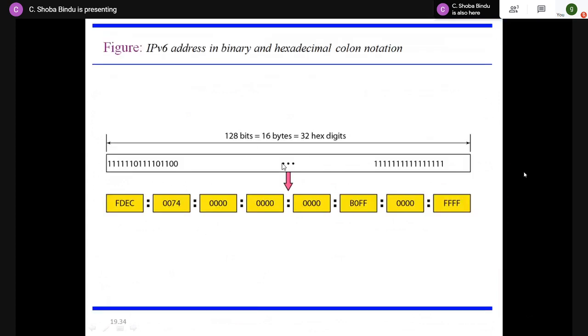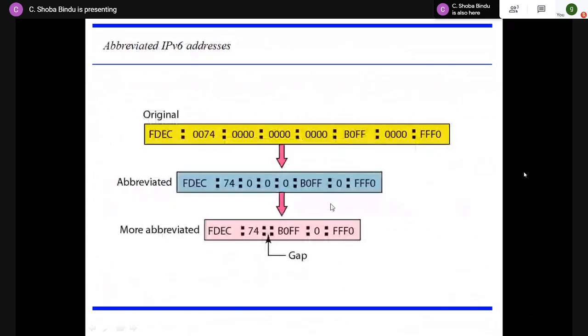So this is how you are going to represent it in the form of hexadecimal representation using colon. So hexadecimal colon notation, this is the representation. You can represent it in binary, but representing 128 bits in binary is a difficult task. So you are going to go for hexadecimal colon representation here. Further, it can be reduced by not representing all these 4 zeros here. You can represent it as a single zero, thereby you can reduce the size of this. So this is the abbreviated form.